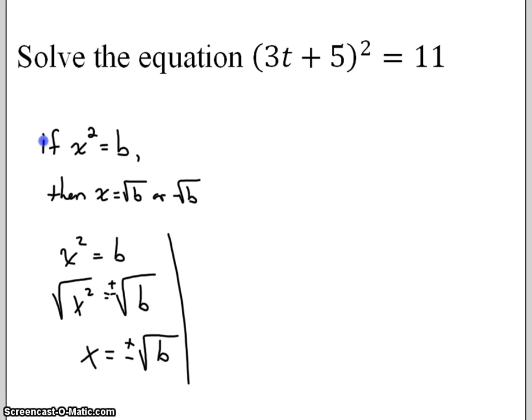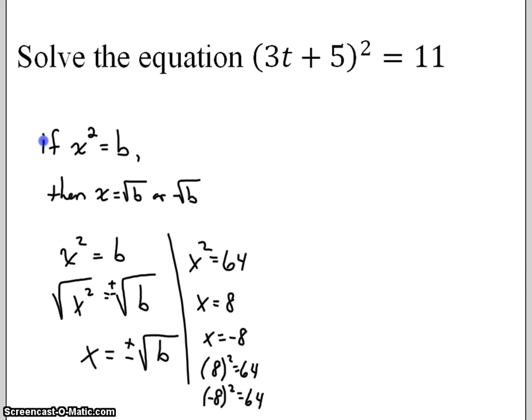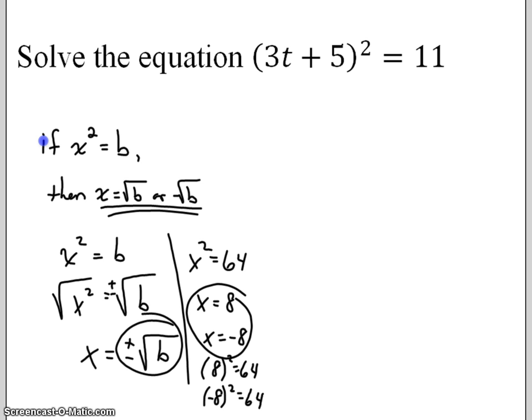Just real quick, take for example, if you had x squared equals 64. Well, you know that x could be 8 or x could be negative 8. Why? Because 8 squared is 64 and negative 8 squared is 64. And 8 is the square root of 64. So you need both answers. Hence the plus or the minus, or writing it this way where you have square root of b or negative square root of b. Okay, so let's look at the problem that we have here.